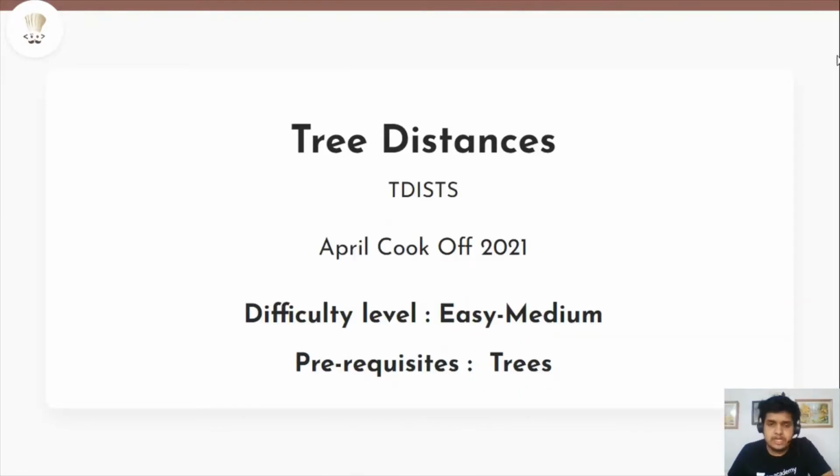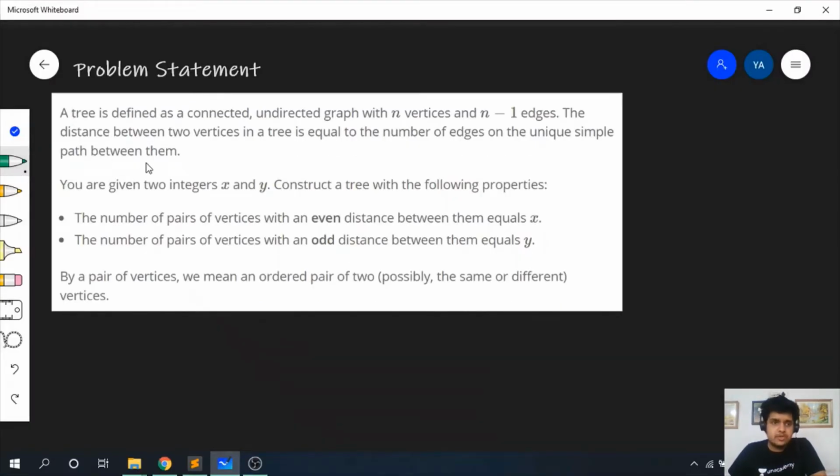So, the problem in discussion today is from the recent April Cook-Off, and the problem name is Tree Distances. The difficulty level of this problem is easy-medium, and the prerequisite is basic knowledge of trees. Let us check out the problem statement.